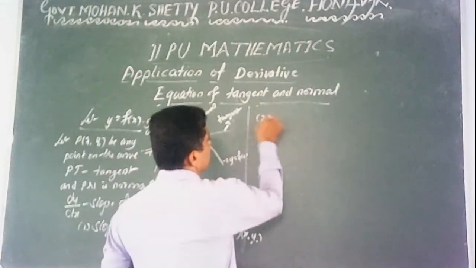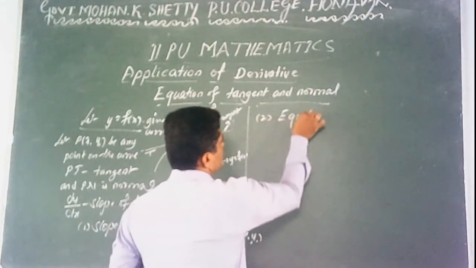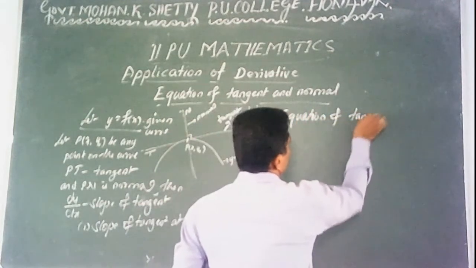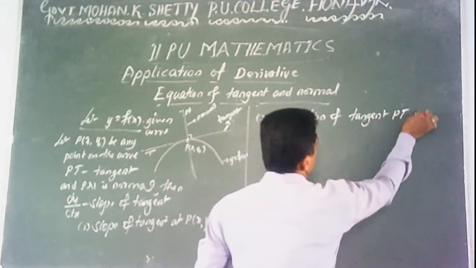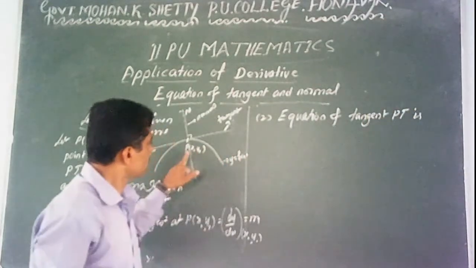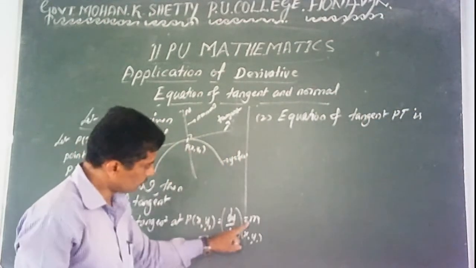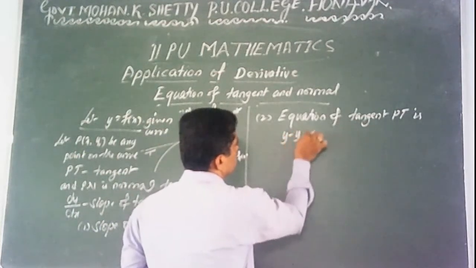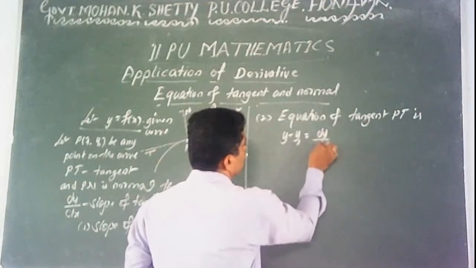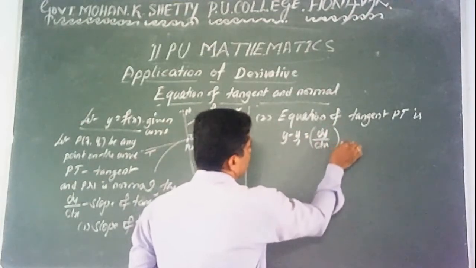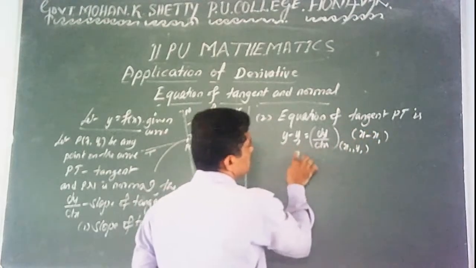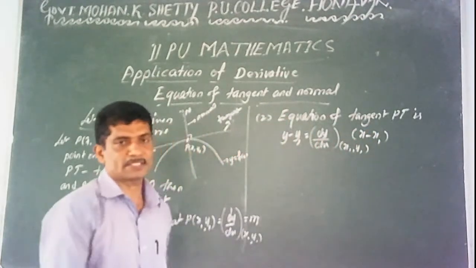Therefore, the second one, equation of tangent. PT is a straight line passing through the point x1 comma y1 with the slope m. Therefore, y minus y1 is equal to dy upon dx, the value at the point x1 comma y1, into x minus x1. That is, y minus y1 is equal to m into x minus x1.